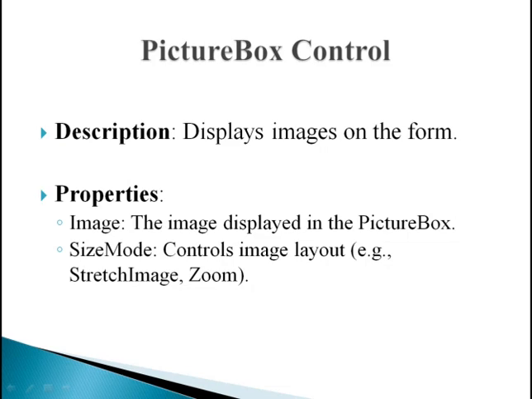The first property is Image. The Image property represents the image which is displayed in the picture box. It lets us load an image from a file or resource, set the image which is displayed, or clear the image.